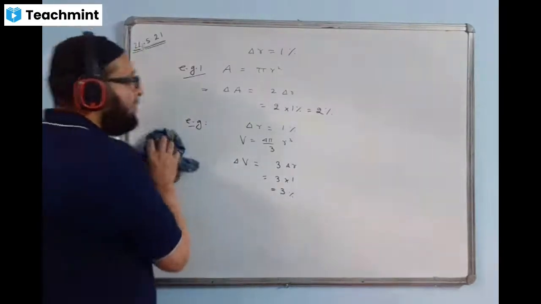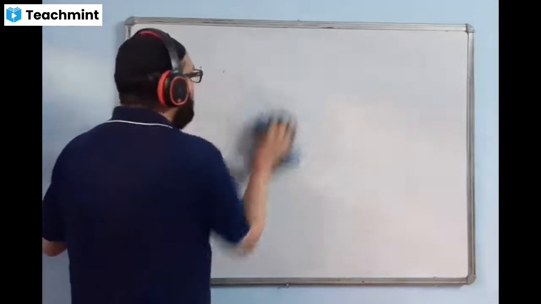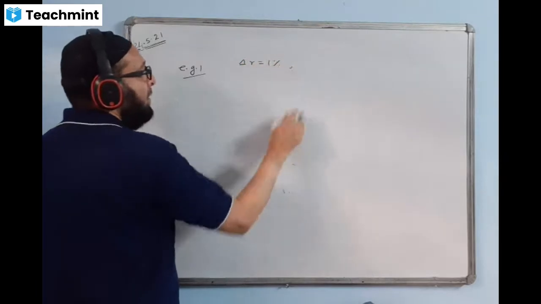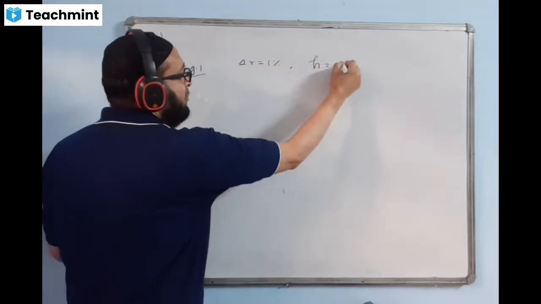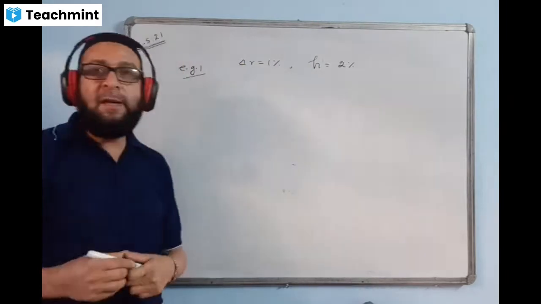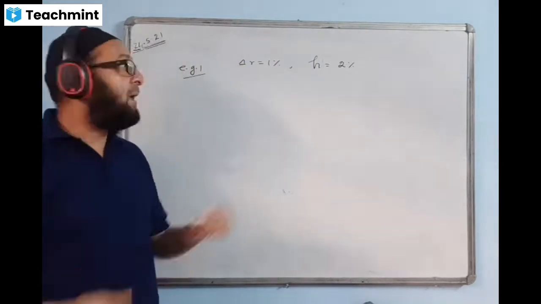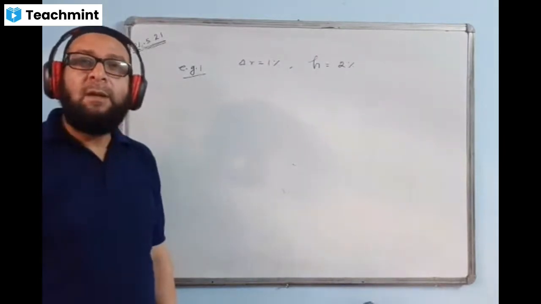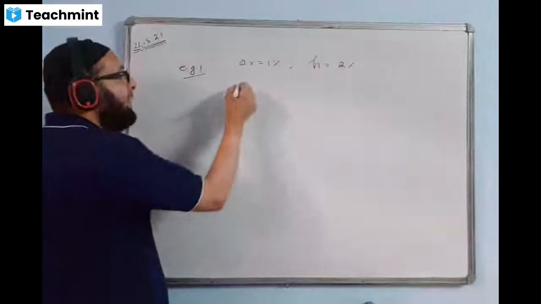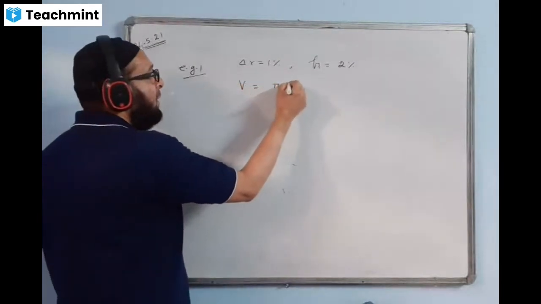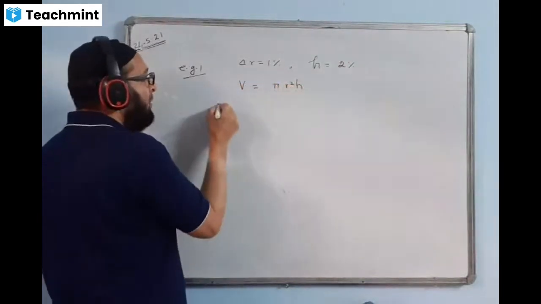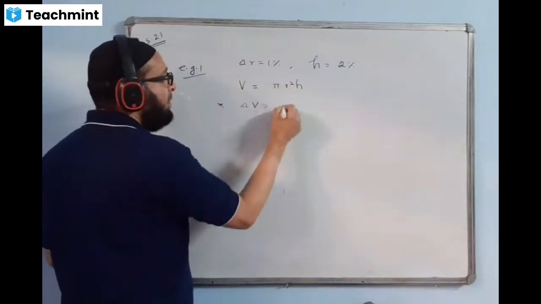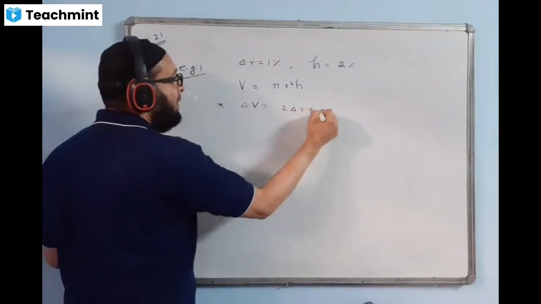Now, same way, the error in the radius of a cylinder is 1% and the error in the height of the cylinder is 2%. What is the error in the volume of the cylinder? We write the formula of volume of the cylinder: pi r square h. Now let us find the error in volume. Delta V is equal to, pi will have no error, then 2 delta r plus delta h.